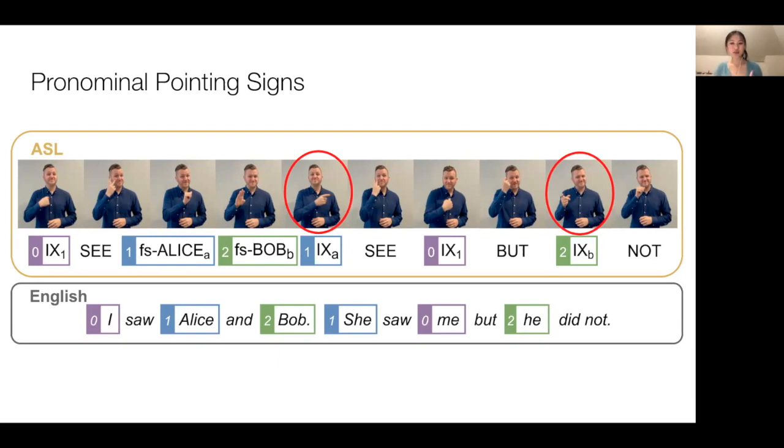This is similar to how she and he can be used in English to refer to Alice and Bob, but in signed languages, the visual space is heavily exploited to make the referencing clear. As a result, the meaning of pronominal pointing signs is not stable, and it highly depends on the context. And therefore, coreference resolution is necessary to identify the antecedent of these signs.